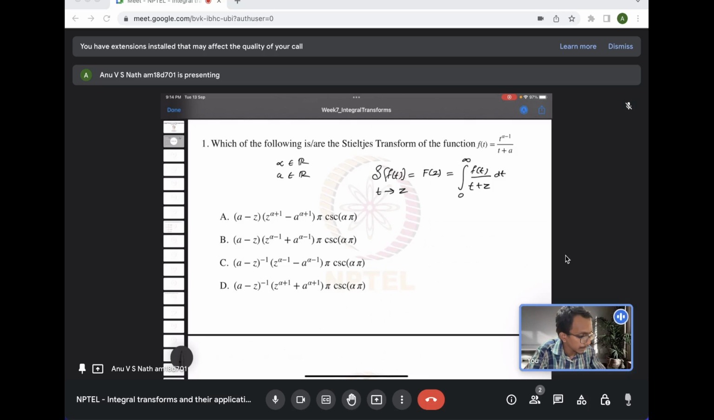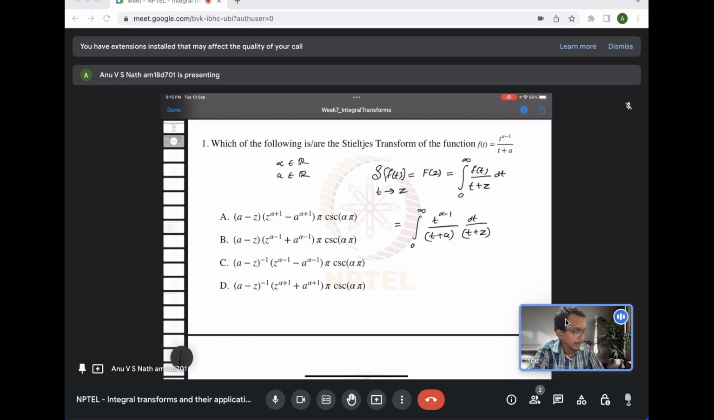If you substitute into the definition, it's the integral from 0 to infinity of t raised to alpha minus 1 by t plus a, that's the function f of t. The kernel of the transformation is 1 by t plus z times dt, integrated from 0 to infinity. Remember that a can be any real number, similarly z also. The complicated thing is alpha, because if alpha is an integer, then we can do a partial fraction and simply modify the function.